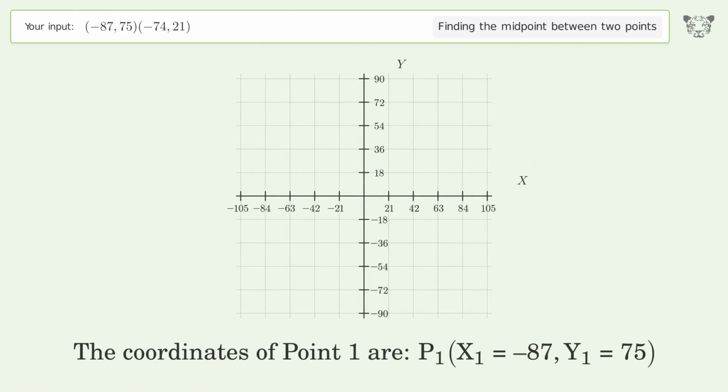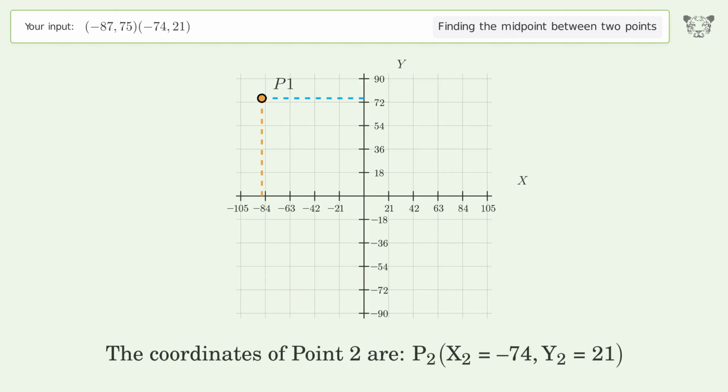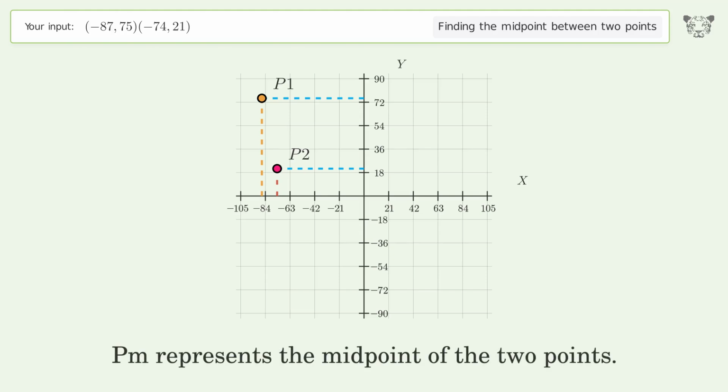The coordinates of point 1 are x1 equals -87, y1 equals 75. The coordinates of point 2 are x2 equals -74, y2 equals 21. PM represents the midpoint of the 2 points.